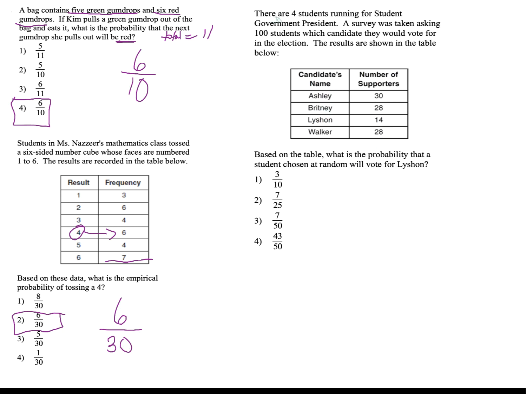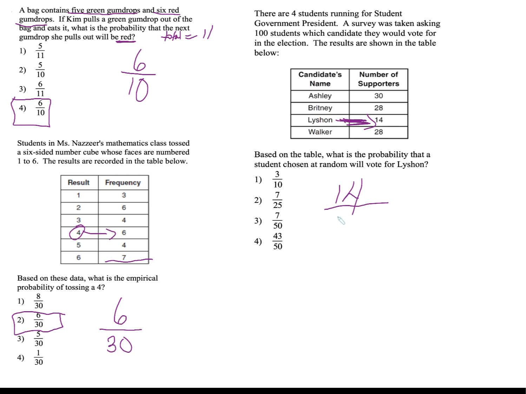Next question. There are 4 students running for student government president. A survey was taken asking 100 students which candidate they would vote for in the election. The results are shown in the table below. So again, this is another relative frequency because here are the candidates' names and these are the number of supporters, which is the frequency. Based on the table, what is the probability that a student chosen at random will vote for LaShawn? So we go to our table, we find LaShawn. 14 supporters said that they would support LaShawn out of a total.